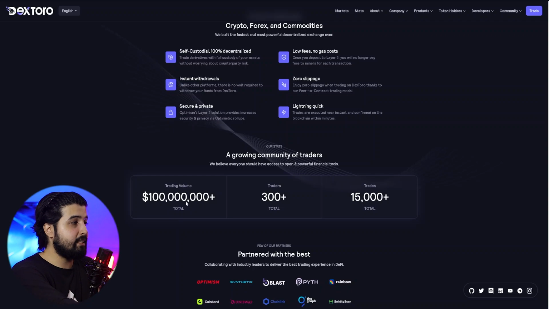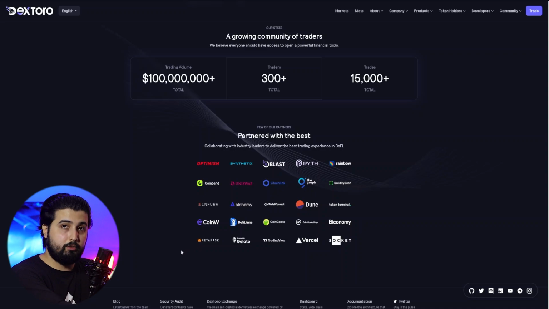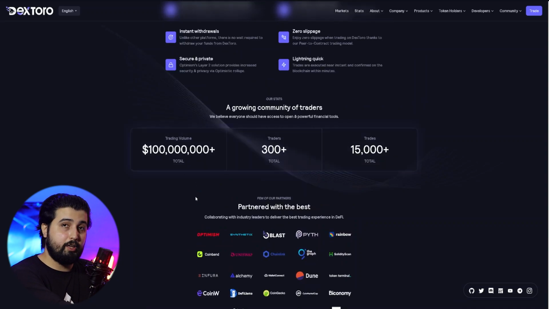Currently, the trading volume has exceeded $100 million. So that's pretty huge. They have more than 300 traders and in total more than 15,000 trades. Of course, they are charging minimal fees, but the amount here is pretty huge. So even with the low fees that they're charging, they still are generating a lot in revenue, which is pretty good for the DToro token because they will be using a portion of their revenue from the fees to buy back the token and then burn it.